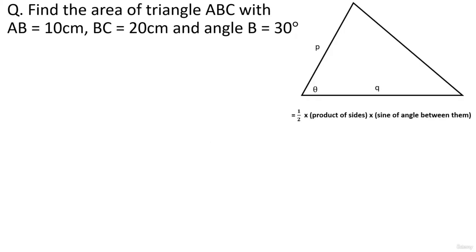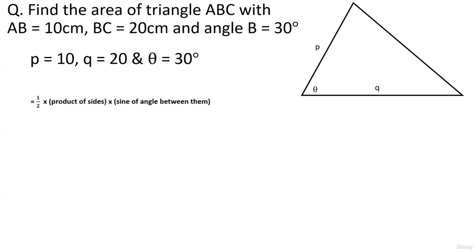Find the area of triangle ABC with AB equals 10 centimeters, BC equals 20 centimeters, and angle B is equal to 30 degrees. So we have been given the values here. As you can compare with the given triangle here, the angle between the two sides is 30 degrees, right? So this angle is 30 degrees.